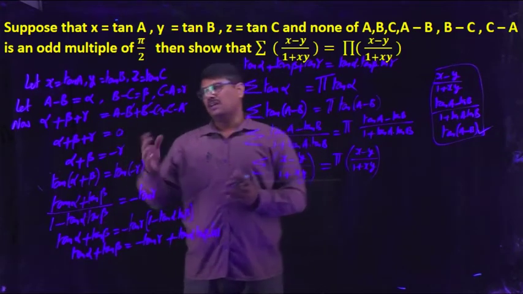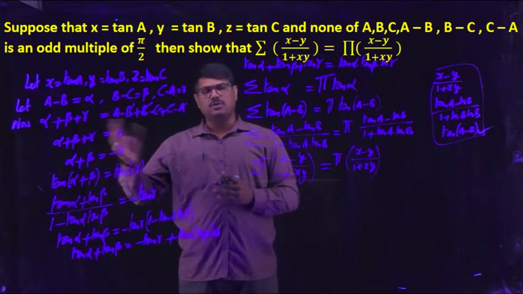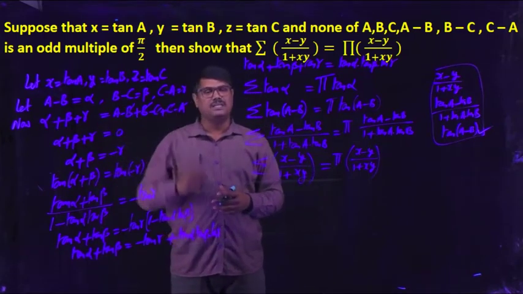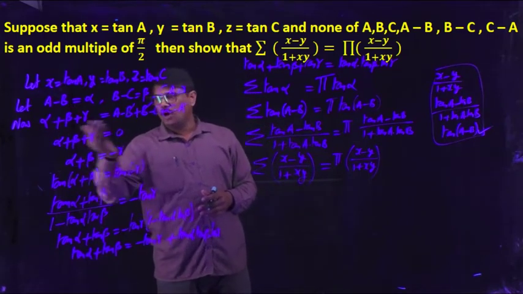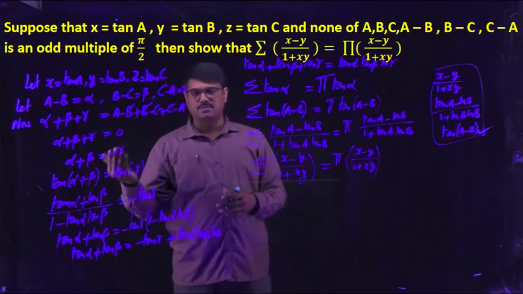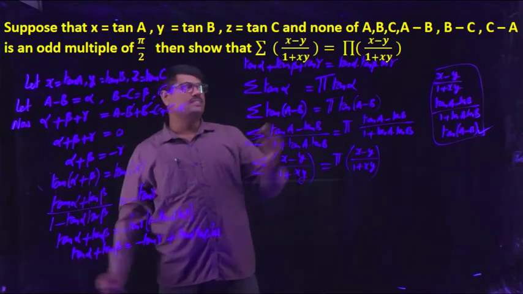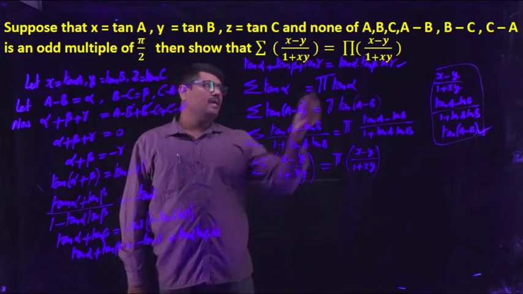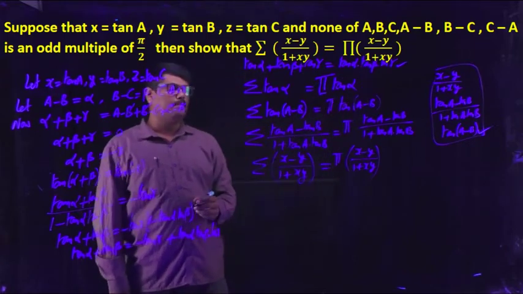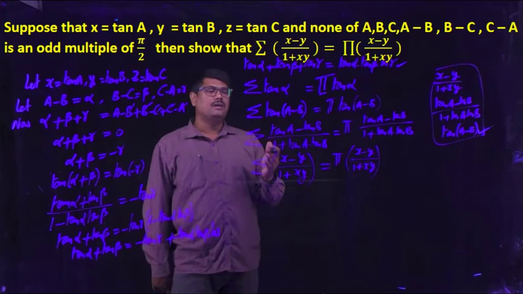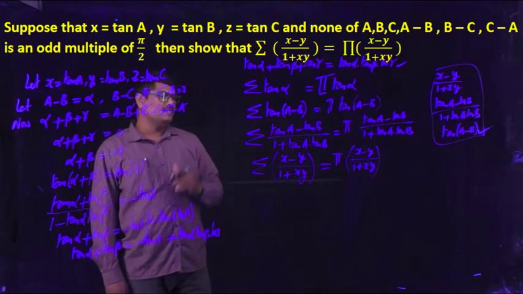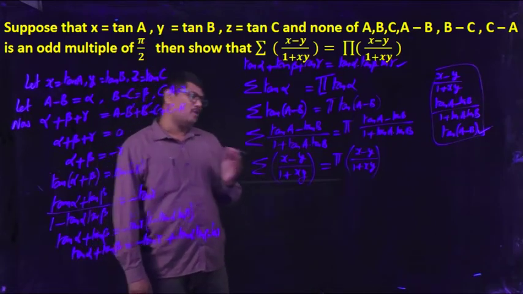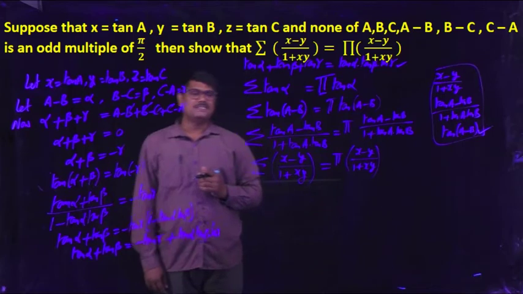Then we can do it in this manner: a minus b, b minus c, c minus a also. So adding all the values we get 0, alpha plus beta plus gamma, and applying tan we get this condition. The sum of the values can be represented by sigma notation, and the product of the values by pi notation. Replacing alpha with tan A, tan B, we get the required answer: sigma x minus y by 1 plus xy is equal to product pi x minus y by 1 plus xy.